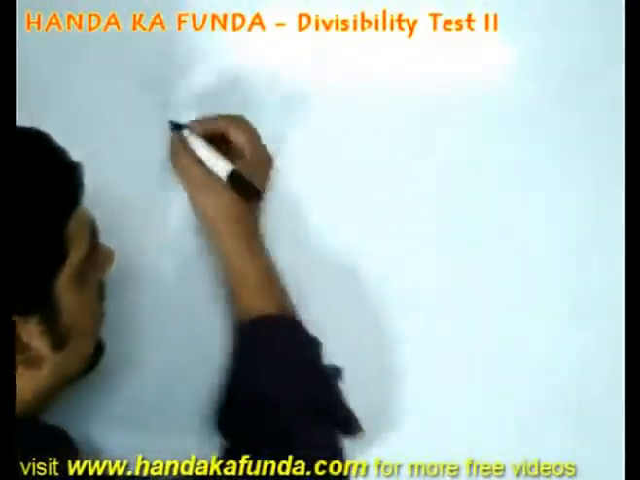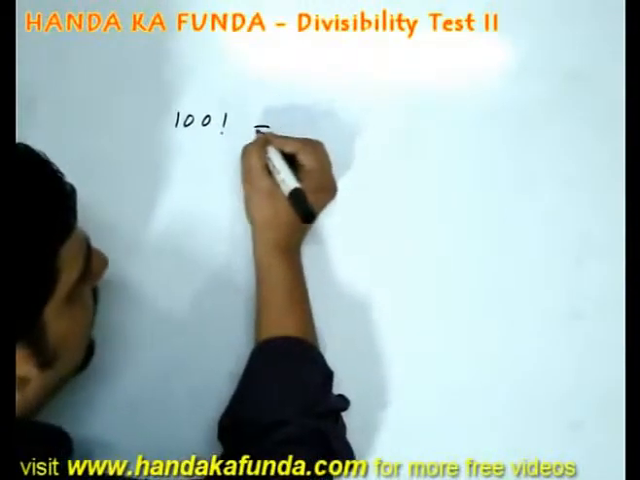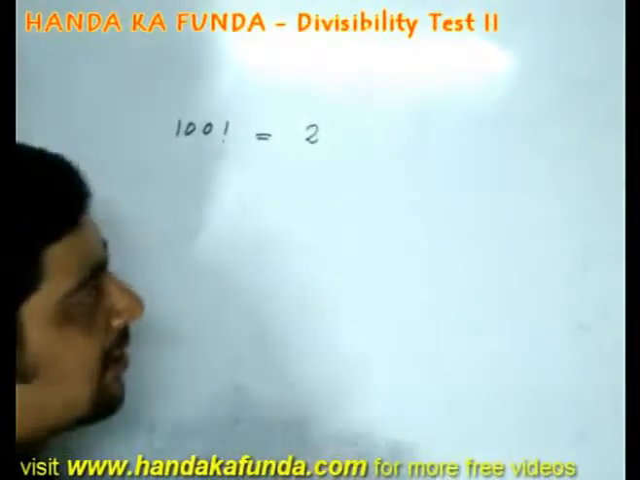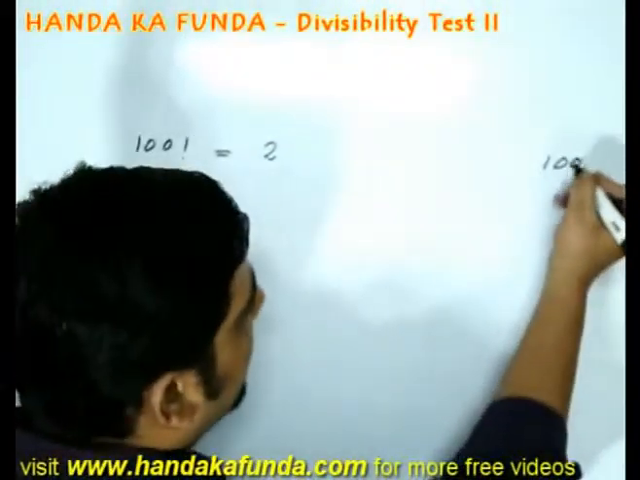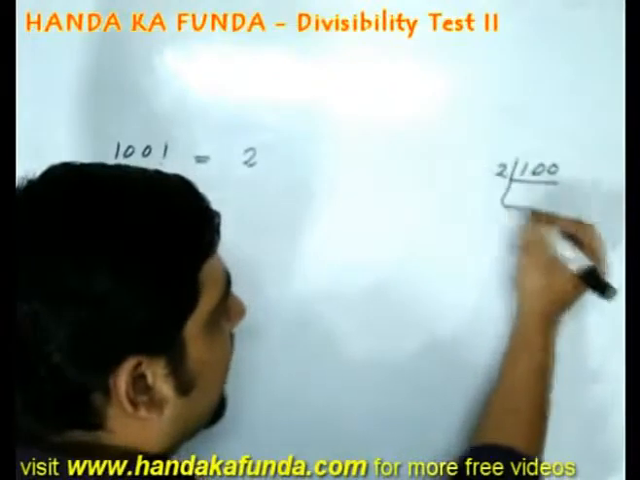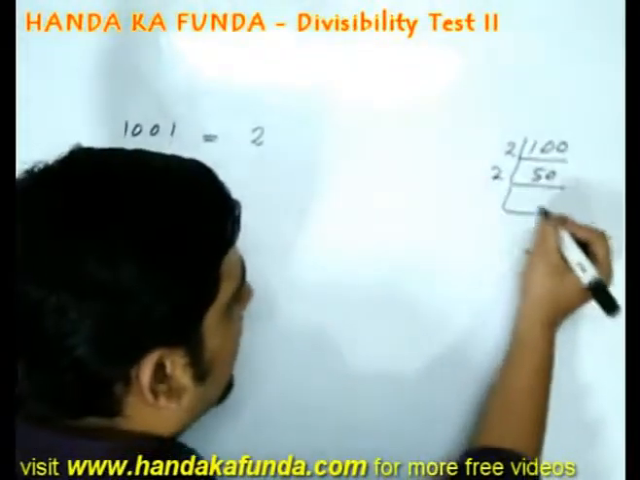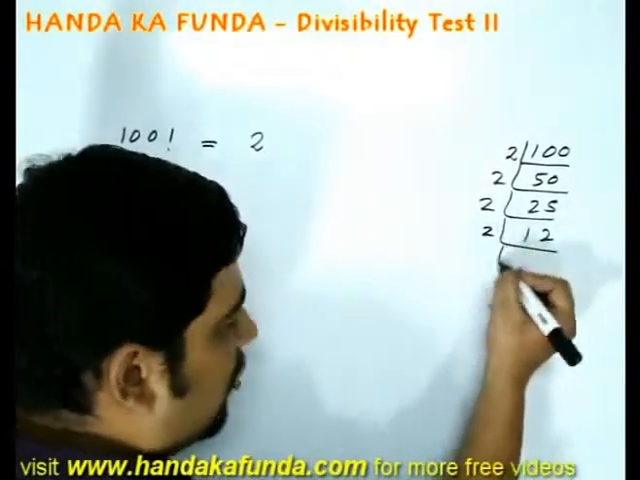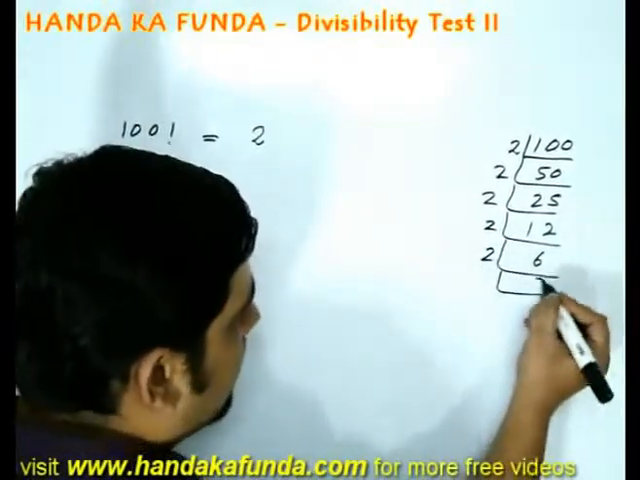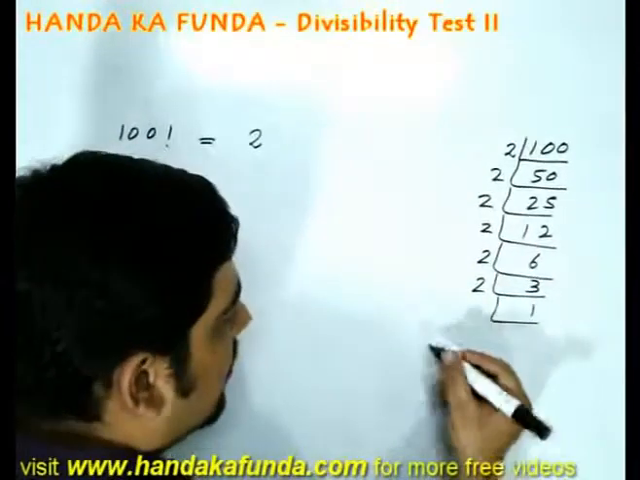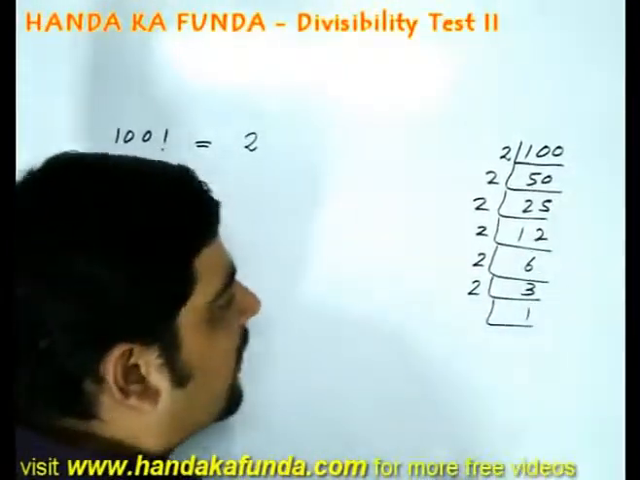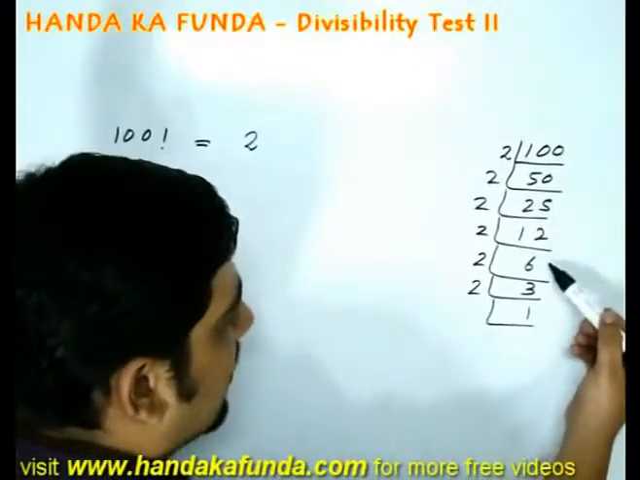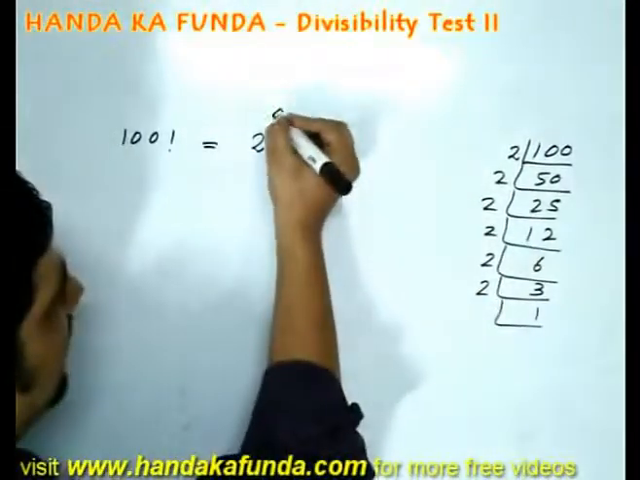Say I am given 100 factorial, and the question is, what is the highest power of 2 which divides 100 factorial? I will repetitively divide 100 by 2. Get 50, then 25, then 12, then 6, then 3, then 1. The remainder, don't be bothered with it. So the highest power of 2 will be the sum of these values. That is 50 plus 25, 75. 75 plus 12, 87, 87 and 10, 97.